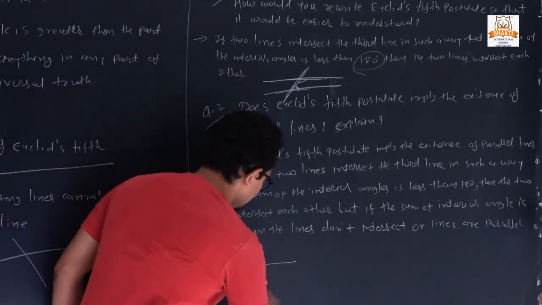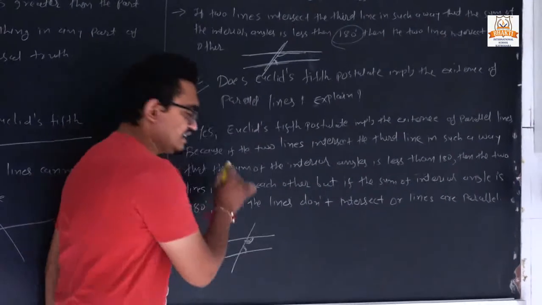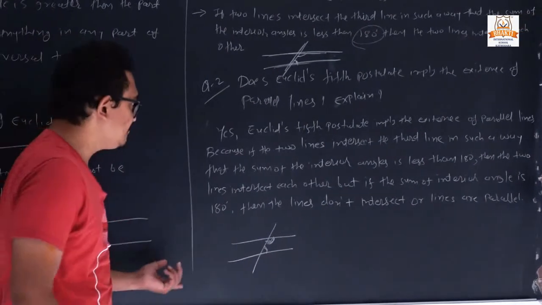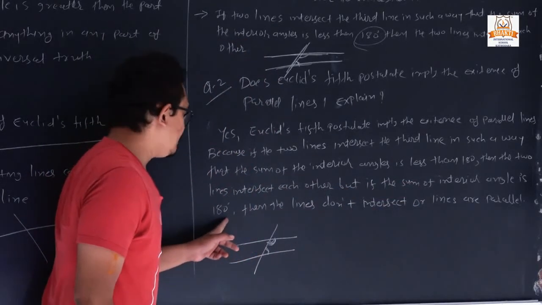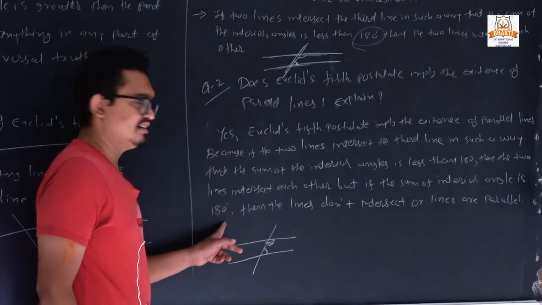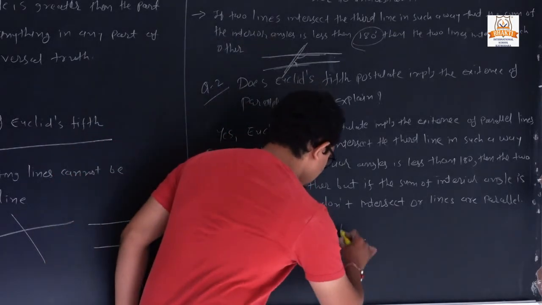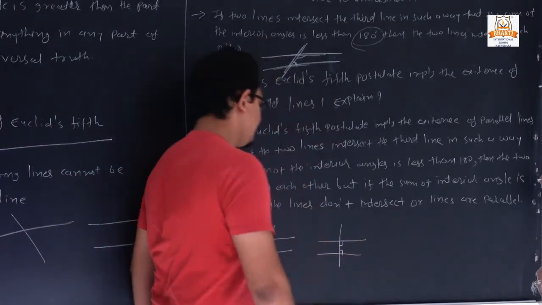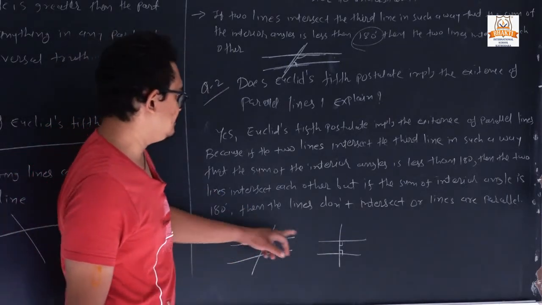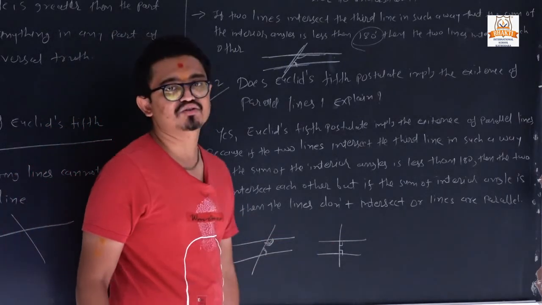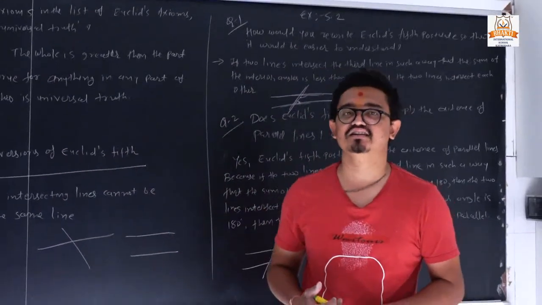If this interior sum is less than 180, then they are intersecting each other. And if the sum of the interior angles is exactly 180 degrees, then the lines do not intersect. If this is exactly 180 degrees, then these both lines are parallel to each other. So our chapter number 5 is over.